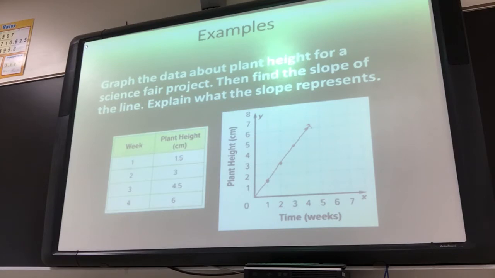All right, any questions on the graphing part? I think we're good on that. You guys did well last week with it.